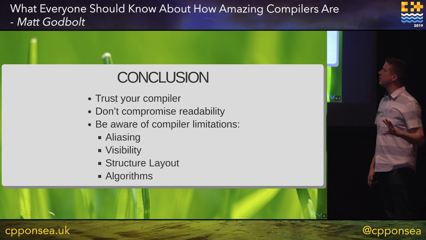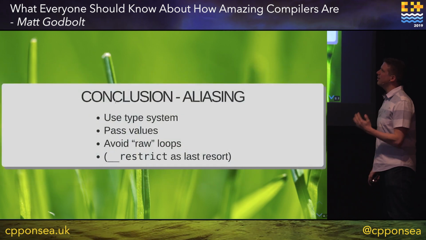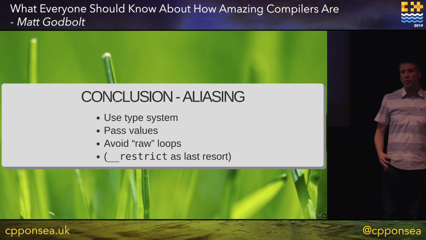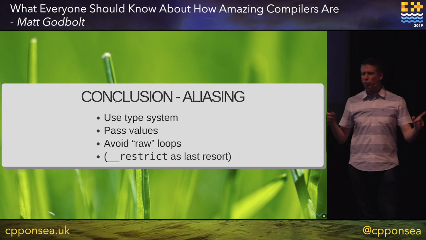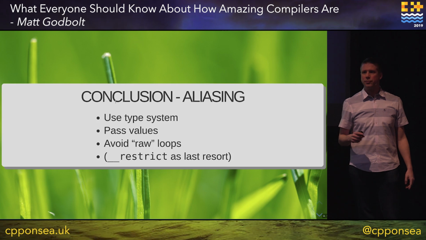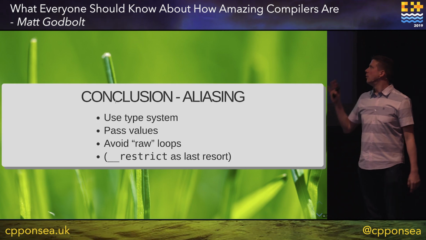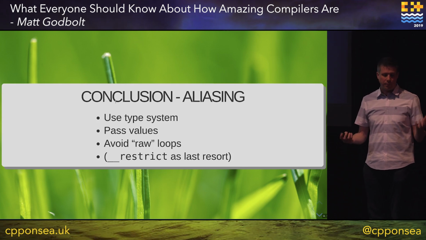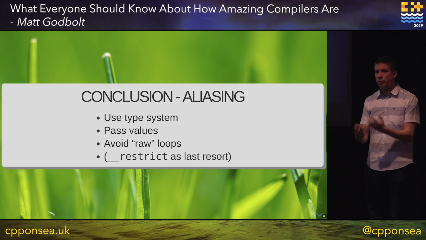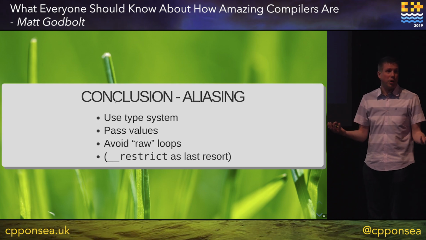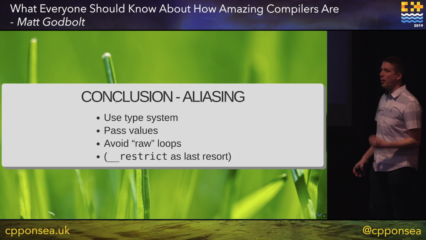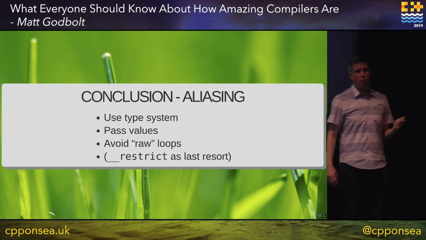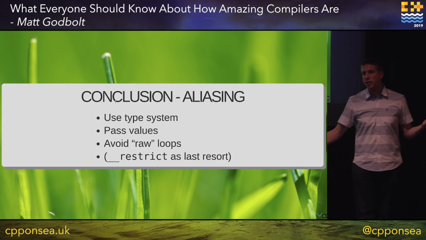Be aware of these limitations in the compilers: aliasing, visibility, structure layout, and algorithms. So aliasing, you can use the type system to your advantage. There was a small type talk sometime earlier today, or yesterday, that is another way of saying we can keep things in separate domains. They may still be integers, but if this is a quantity and this is a price, then never the twain shall meet. We know they can't alias with each other, which is another benefit. Pass by value is something we can do quite a lot now, and if you pass by value, you know that it can't alias with anything.